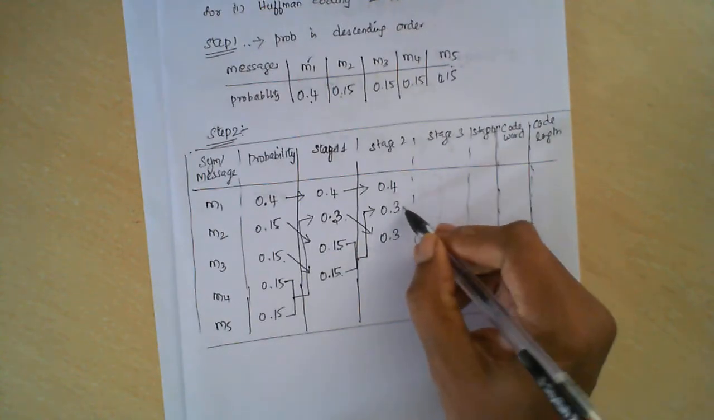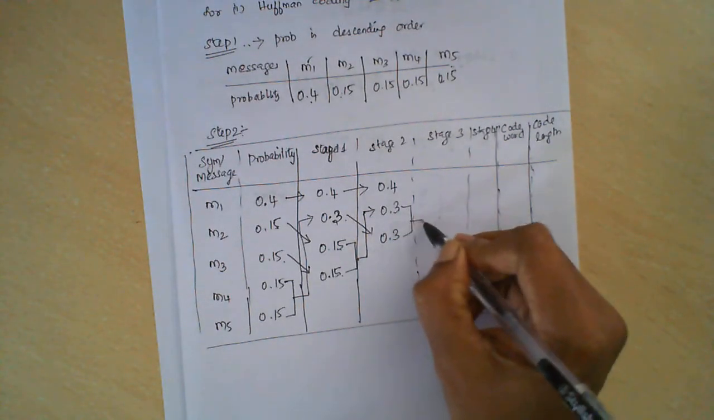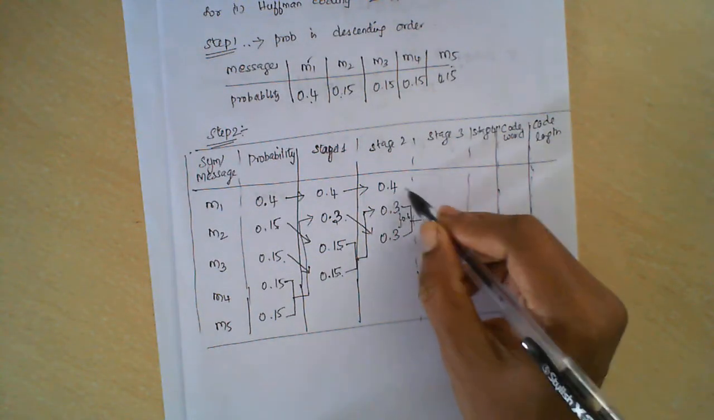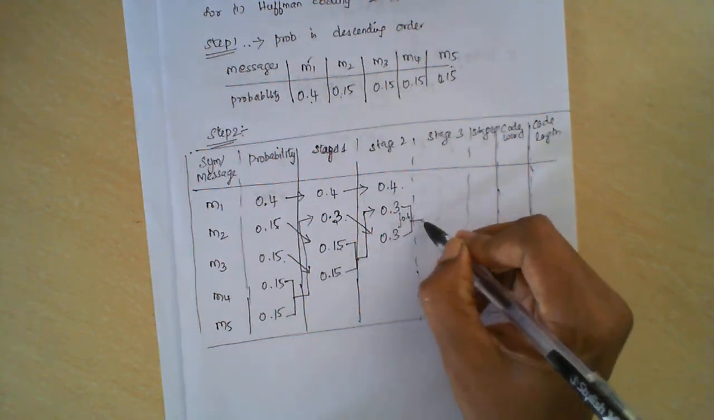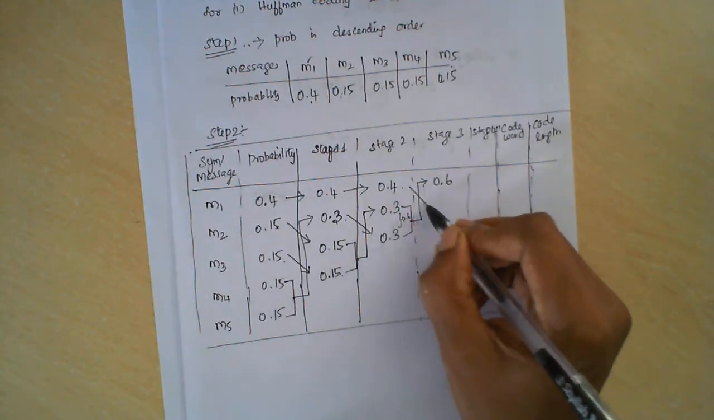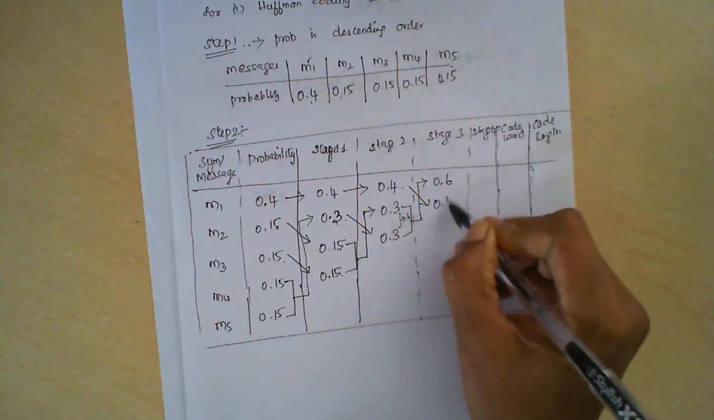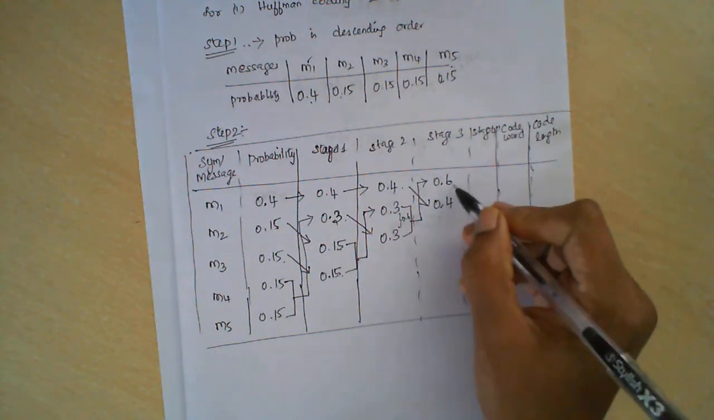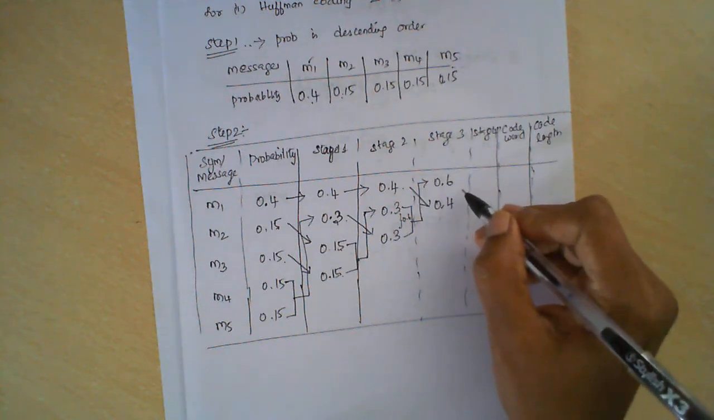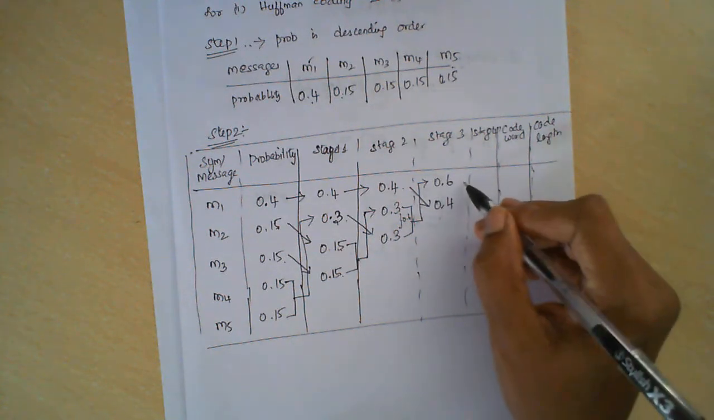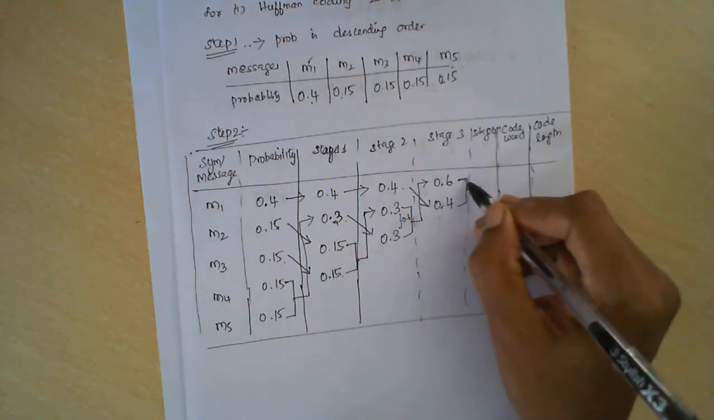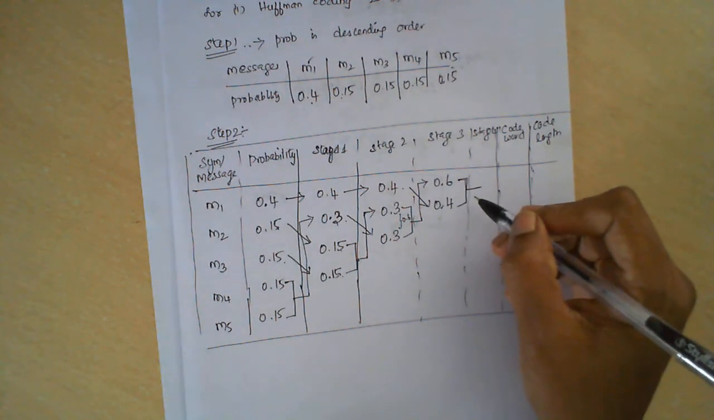So again adding these two, you get 0.6. This 0.6 is greater than 0.4, so it should be placed in the topmost level. So this is 0.6, whereas this gets shifted to the next position of 0.4. You cannot club together and you cannot add together anything which cannot be placed in the next stage. So you can stop with this stage, where only the symbols to be represented are noted.